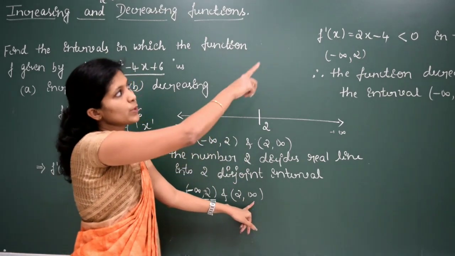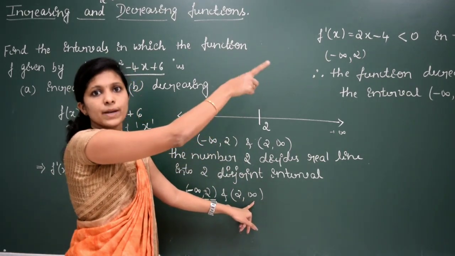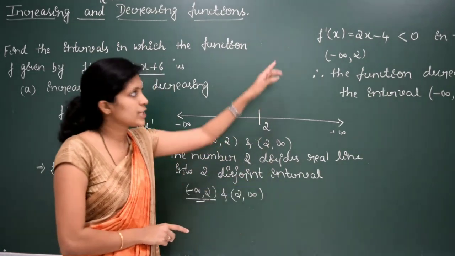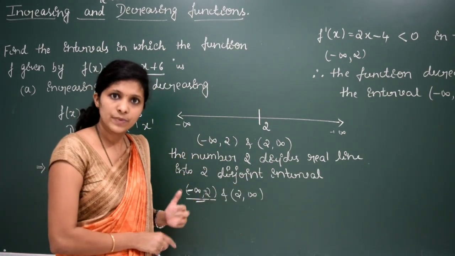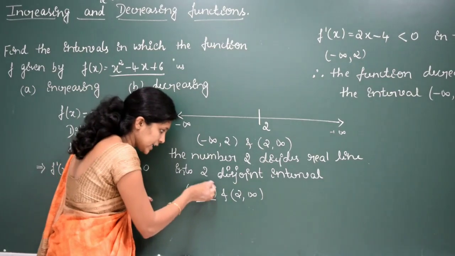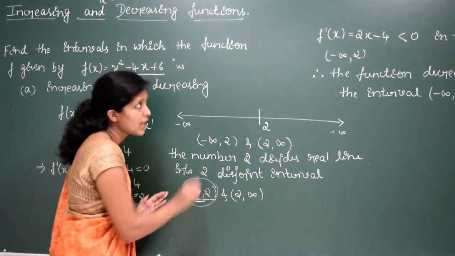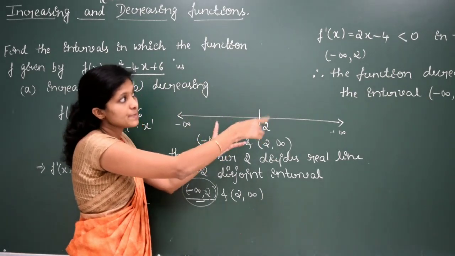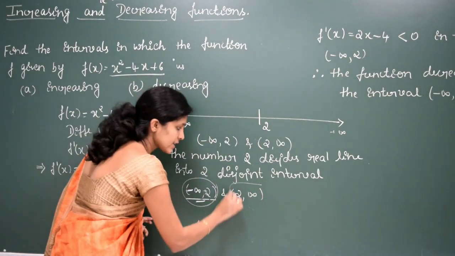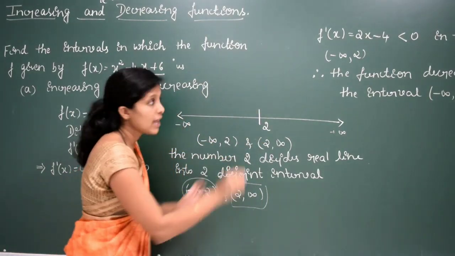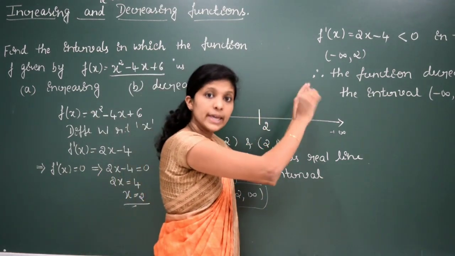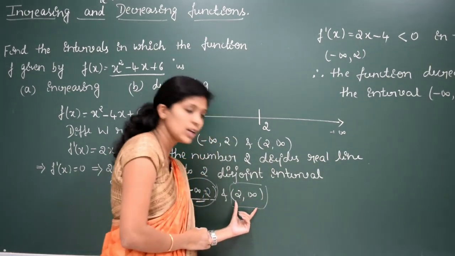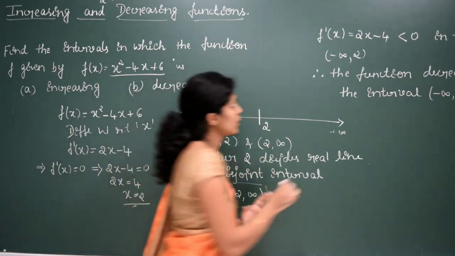And if I check with 2 to infinity, say you substitute 3, 2 into 3 will be 6, 6 minus 4 will be positive. So for all values greater than 2, f dash of x will be greater than 0. Is it clear? If you consider any value in the interval minus infinity to 2, f dash of x will be less than 0, so it is decreasing. If you consider the interval 2 to infinity, f dash of x will be greater than 0, so the function is increasing in the interval 2 comma infinity. I hope you understood this one.